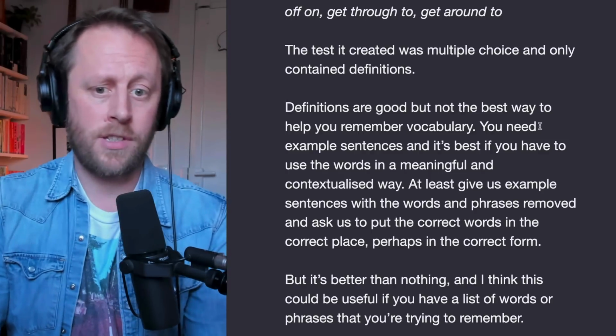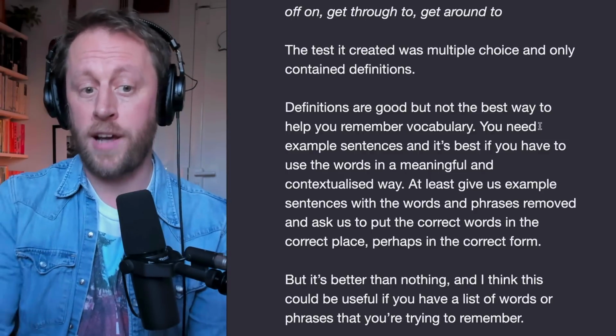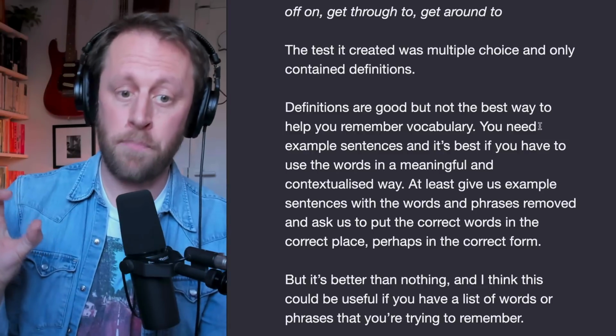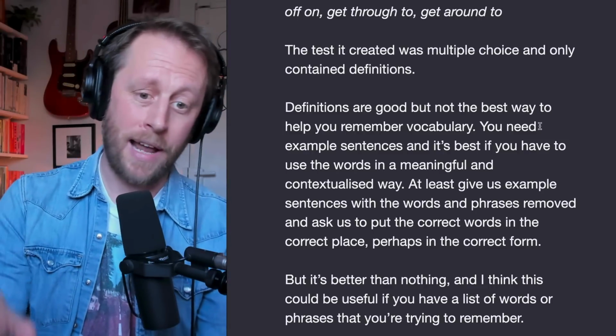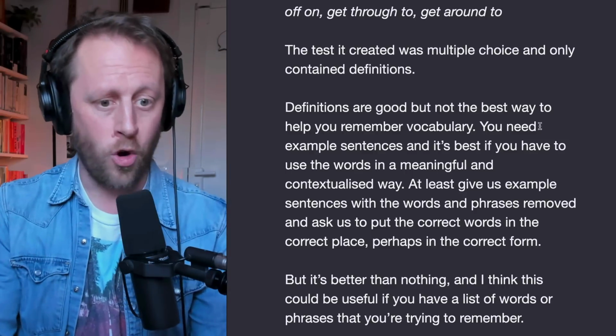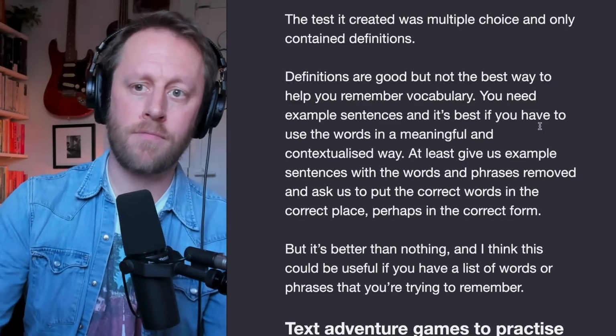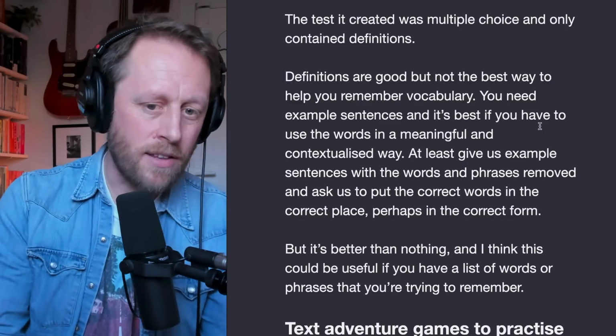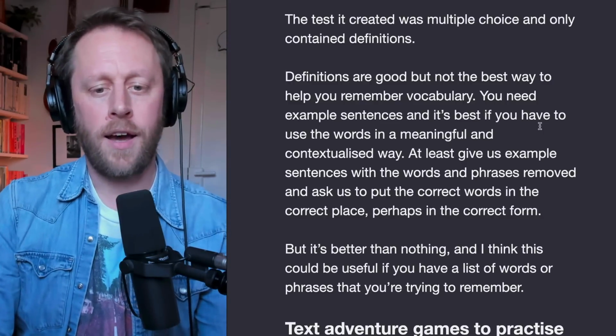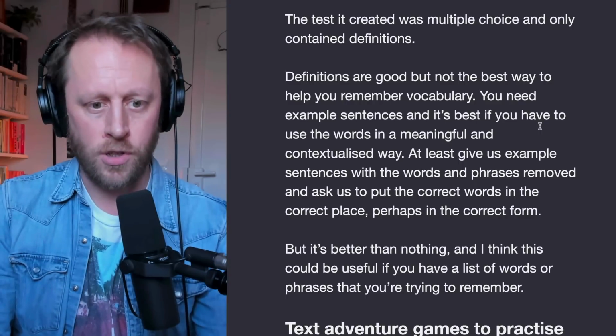At least give us example sentences with the words and phrases removed, and ask us to put the correct words in the correct place, perhaps in the correct form as well. That would be better. But the definition-based multiple choice thing is better than nothing, I suppose. And it's certainly quick and easy for you to do.